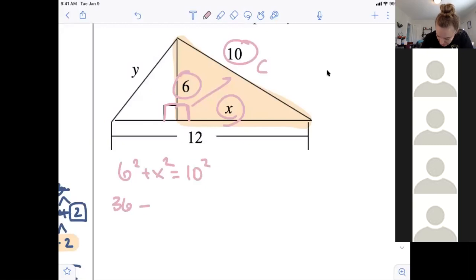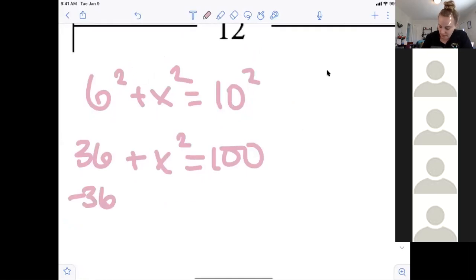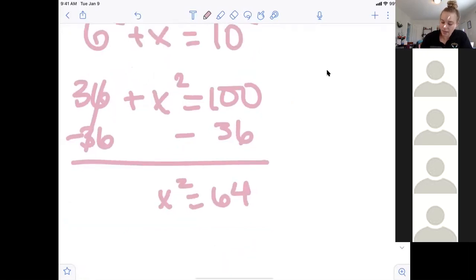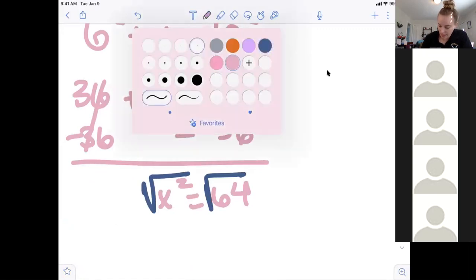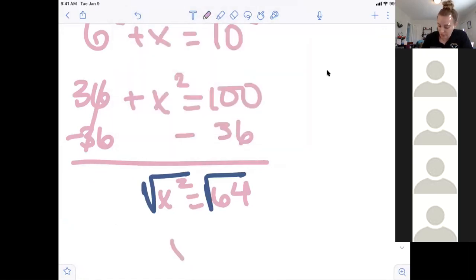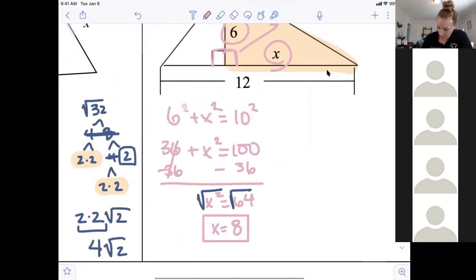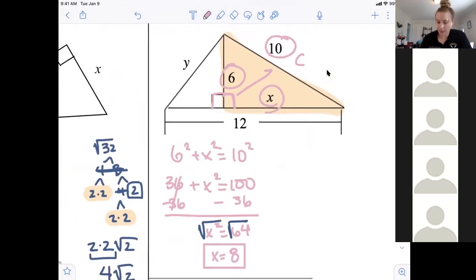6 squared is 36. x squared equals 100. Minus 36 from both sides. I get x squared equals 64. And then square root x, 64 is a perfect square. So x equals 8. That was nice. That's an easy one because it was a perfect square. Any questions so far?